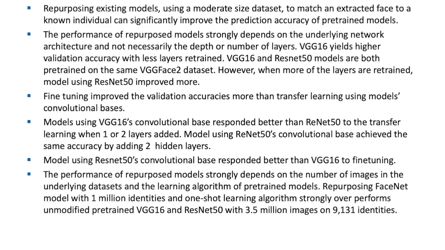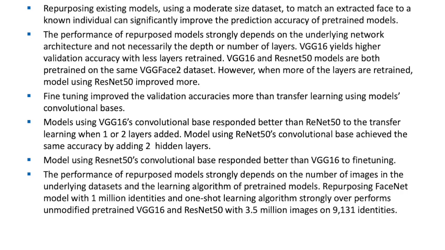Lessons learned. Repurposing existing pre-trained models, even using a moderate-sized dataset, can significantly improve the prediction accuracy of those models. The performance of repurposed models, however, strongly depends on the underlying network architecture and not necessarily the depth or the number of layers. We saw that although ResNet 50 has a lot larger number of layers, the VGG 16 had better predictions before repurposing.